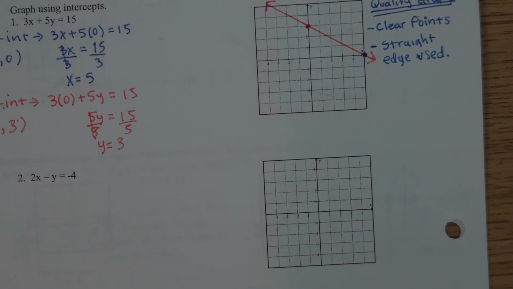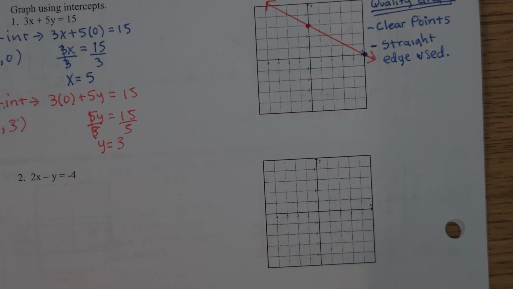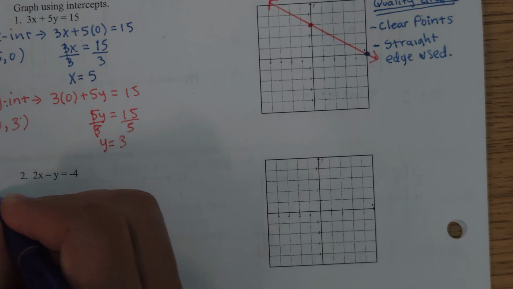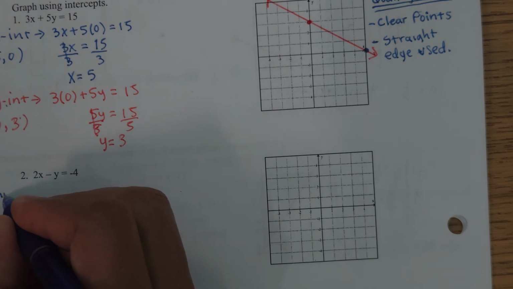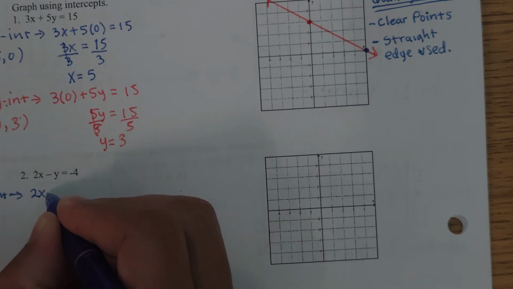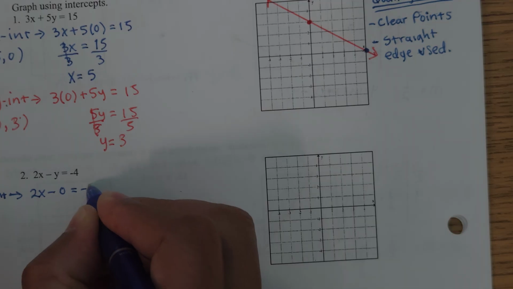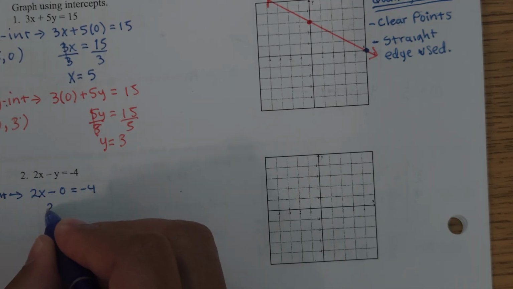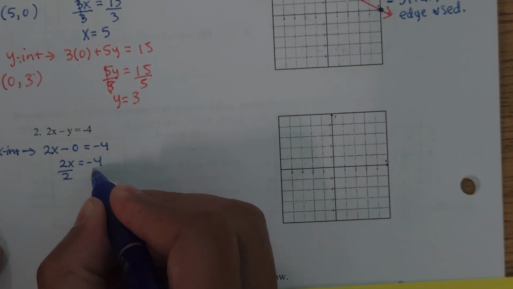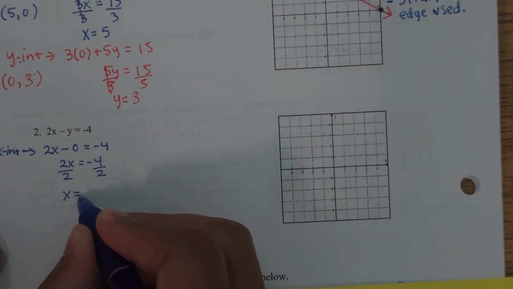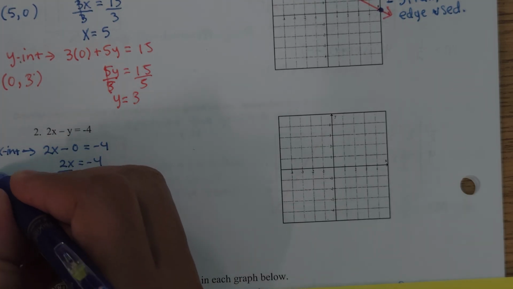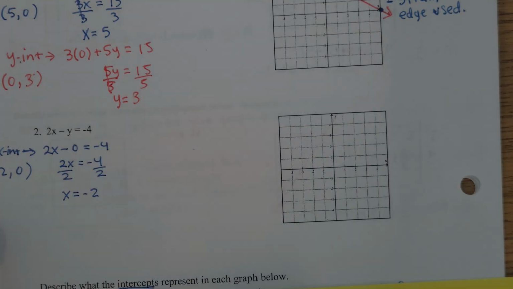Okay, for the next example, same thing. I'm going to find the x-intercept, and then we'll find the y-intercept. So x-intercept, we set the y equal to 0, so that means 2x minus 0 equals negative 4. So then that means just that 2x equals negative 4, and then we divide by 2. So then we find that x equals negative 4 divided by 2 is negative 2. So then the x-intercept has coordinates of negative 2, comma 0.